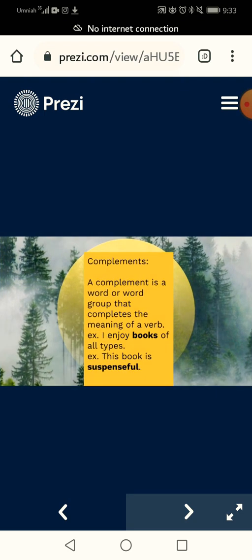Now, complements. A complement is a word or word group that completes the meaning of a verb. For example, I enjoy books of all types. Another example, this book is suspenseful. Both words, books and suspenseful, in these two examples are complements because they complete the meaning of the verb.